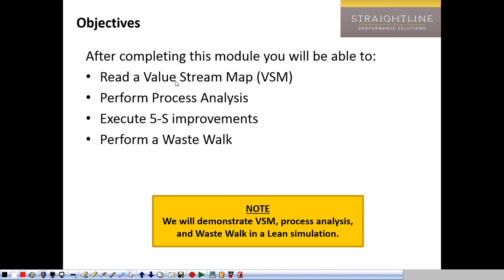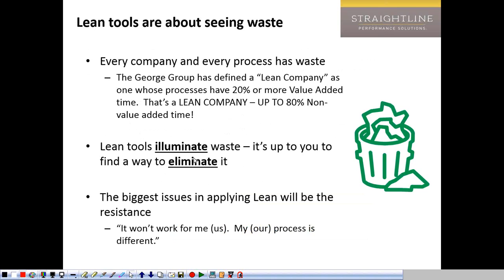At this point, all I really want us to be able to do is read a value stream map. So that's what we're going to be doing. Okay. So let's head into the value stream map. Remember that this is all about identifying waste. So lean tools are about being able to visualize that waste. They're all about making you see the waste.